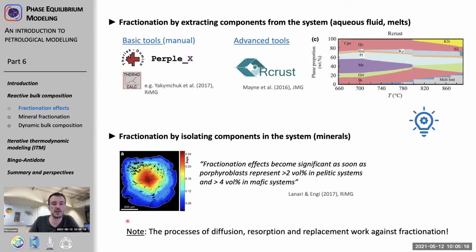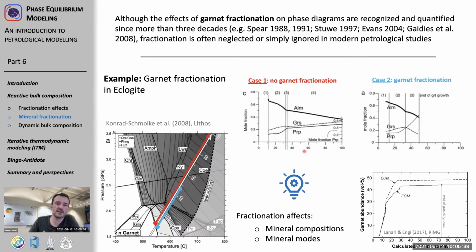It's also important to mention at this stage that the processes of diffusion, resorption and replacement will work against fractionation. So they will tend to bring your reactive bulk back close to the bulk rock composition, in the case of internal fractionation. And those effects of garnet fractionation are known since a very long time. For example, if you come back to the paper of Spear in 1988, you will see that he already quantified how garnet fractionation will affect the position of the isopleths in a PT diagram. But it remains neglected or ignored in some modern petrological studies.